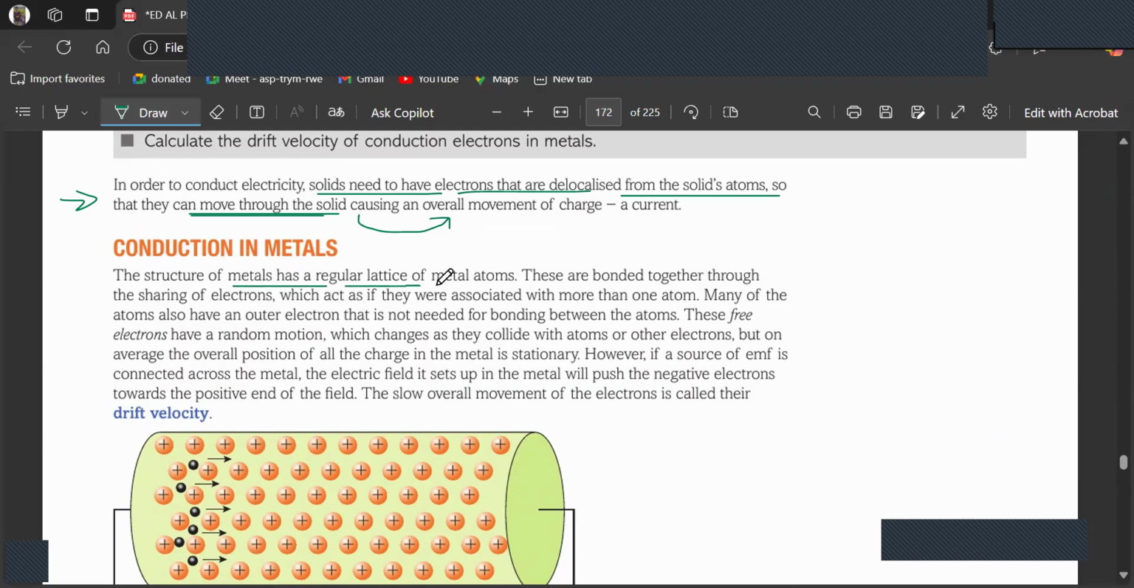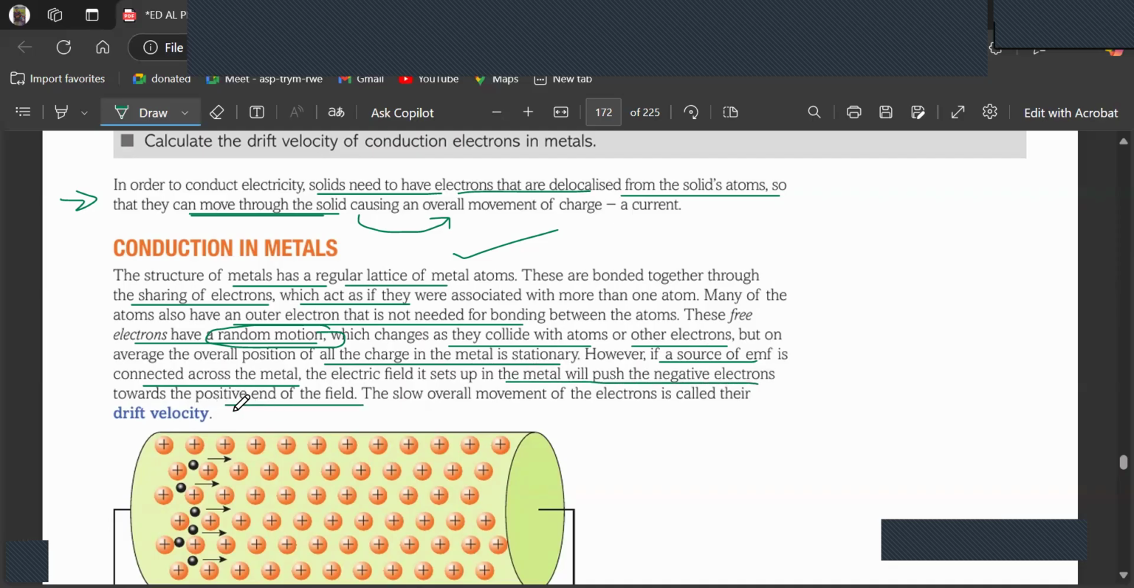The structure of metals has a regular lattice of metal atoms which are bonded together through the sharing of electrons which act as if they were associated with more than one atom. Many of the atoms also have an outer electron that is not needed for bonding between the atoms. We call these the free electrons, which surround these positive ions and are always in random motion, changing as they collide with the atoms or other electrons, but on average the overall position of all the charge in the metal is stationary. However, if a source of EMF is connected across the metal, the electric field it sets up in the metal will push the negative electrons towards the positive end of the field. The slow overall movement of the electrons is called their drift velocity.